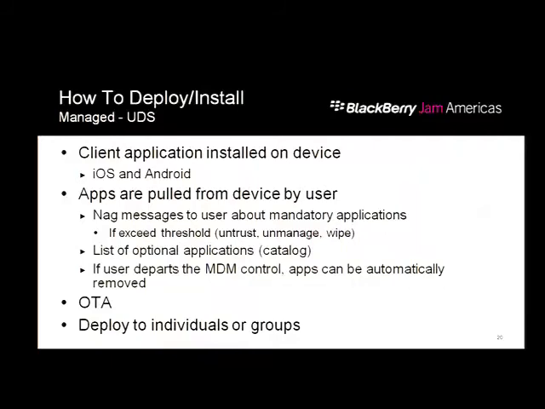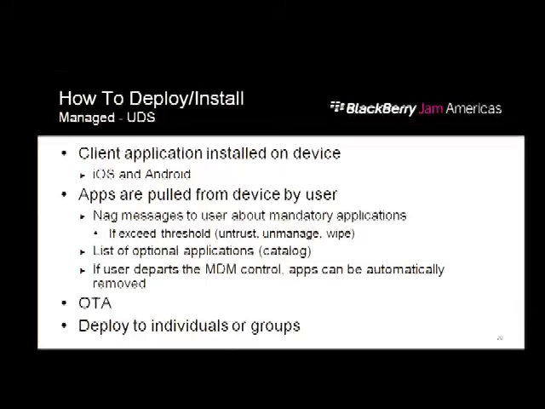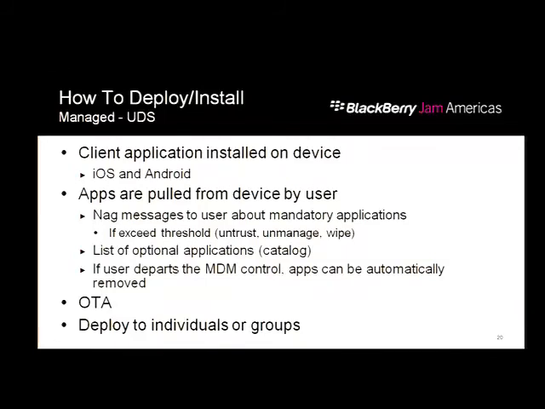UDS again, so remember there is a client app. It is a pull, so the user needs to go out. There is the nag message, which I talked about, and then those three things that I talked about. So if they exceed the threshold, if you've set one, there's your three options, or do nothing. So there's really four options, right? Do nothing, or these three here: untrust, unmanage, and wipe. Wipe is probably your most extreme; I'm not sure why I'd want to do it, but it gives you the capability of doing that and resetting it back to the factory default.